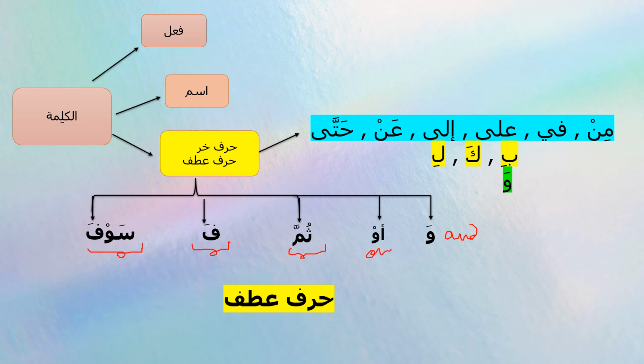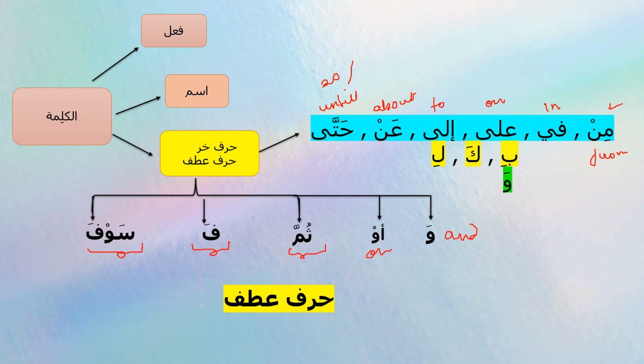And we did all the 10 harf jar. Among the 10 harf jar, the ones marked in blue have different meanings, and they come for different purposes. Min is from, fi is in, ala is on, ila is to, an is about, and hatta is until, or so.